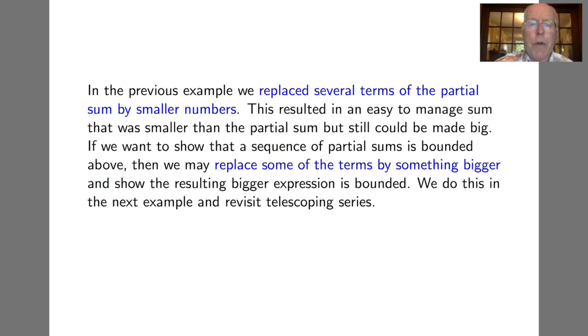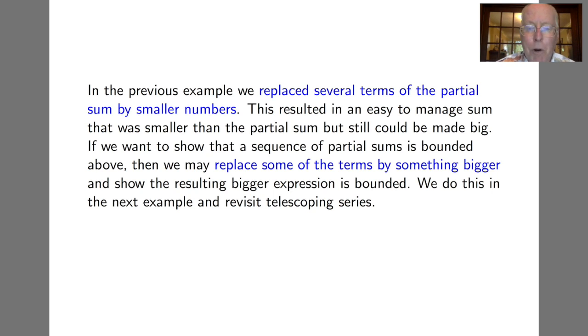So in this example, we replaced several terms of the partial sum by smaller numbers. Remember, 1/3 was replaced by 1/4, and 1/5, 1/6, 1/7 replaced by 1/8, etc. This resulted in a very easy to manage sum because we were just adding a bunch of similar numbers. We knew how many numbers there were in each set of parentheses. And we showed that this smaller partial sum could be made as big as we like. So the n over 2 was easy to work with.